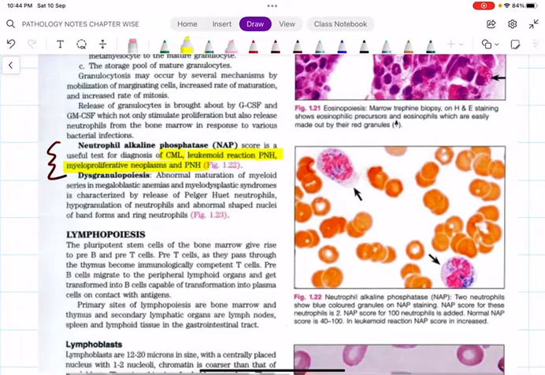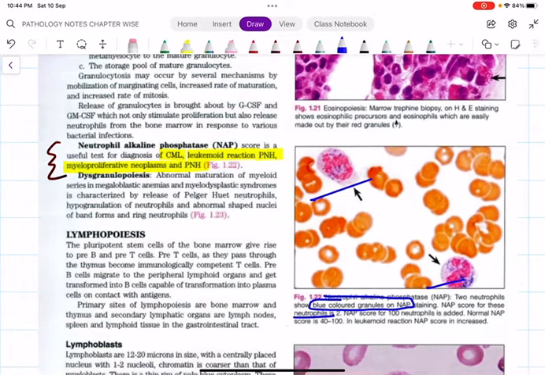Remember, in this picture you can see the two neutrophils. It shows some blue colored granules on NAP staining. Since the two neutrophils have these blue colored granules, the NAP score for this given peripheral smear is 2.